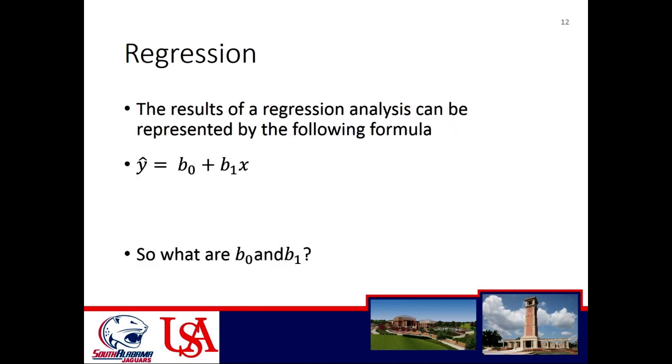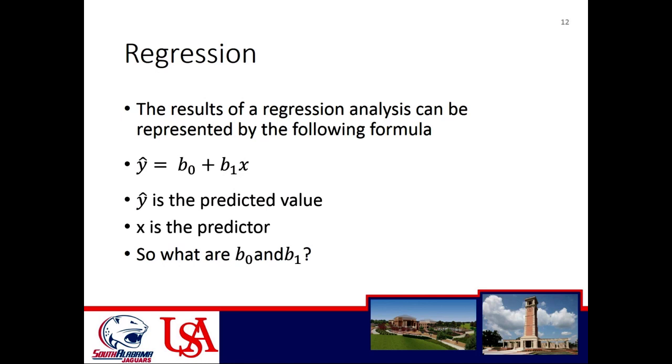The results of a regression analysis can be represented by the following formula: y hat equals beta naught plus beta 1x. When you're doing a regression with just one predictor, it can be represented by this formula, y hat equals beta naught plus beta 1x. Y hat is your predicted value. Y hat is what you would predict the outcome would be given a certain condition. So that's the result of your regression analysis.